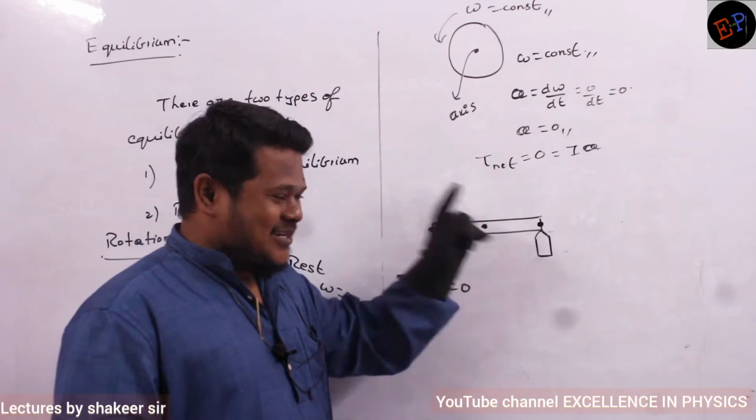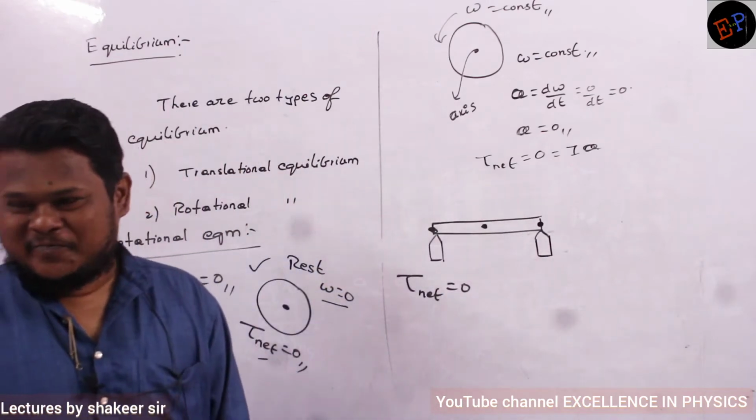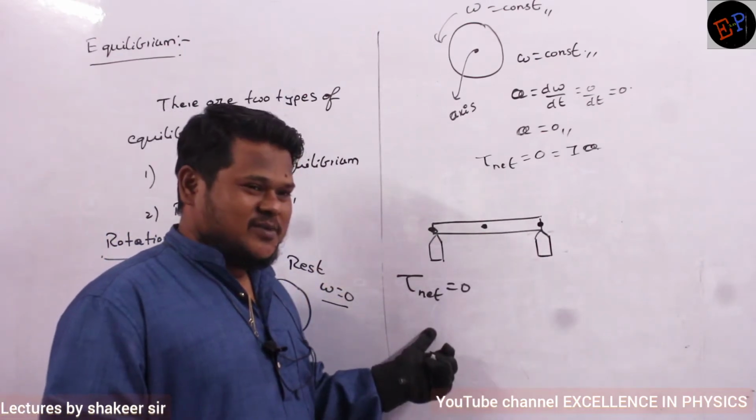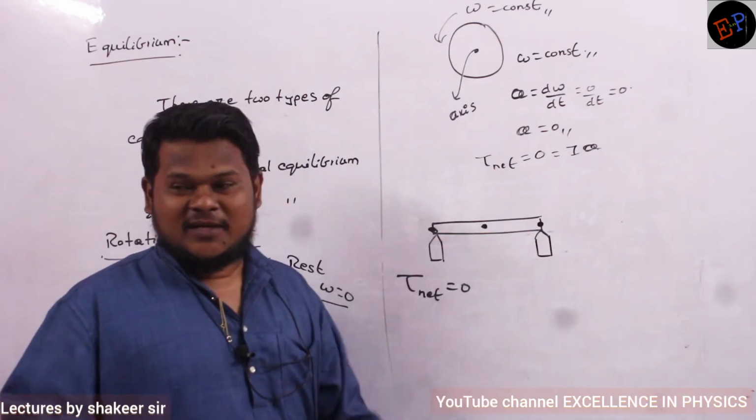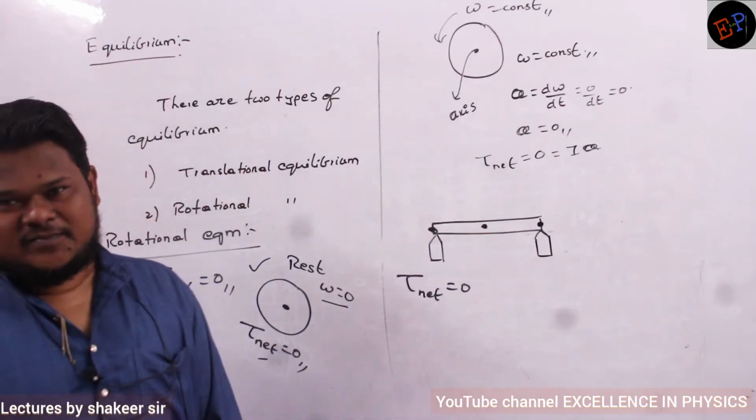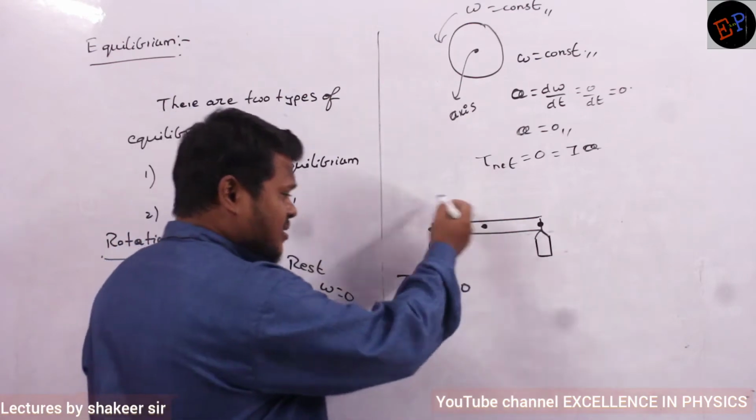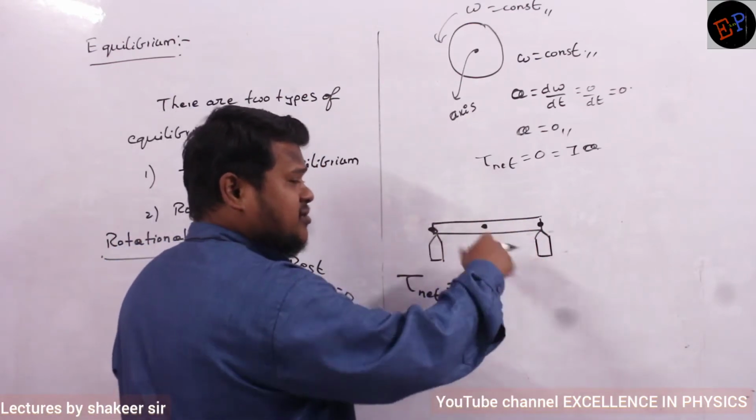Is this rod rotating about this point or not? No. If it is not rotating, net torque is how much? 0. So the body is definitely in rotational equilibrium. Are you able to understand? See, in this type of conditions, you can take the axis about any point.